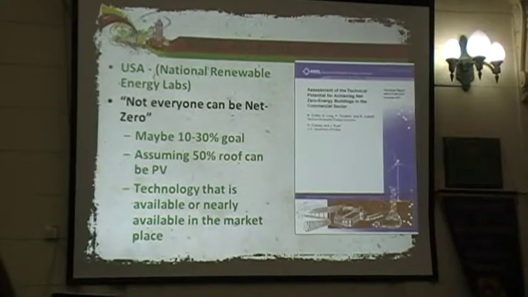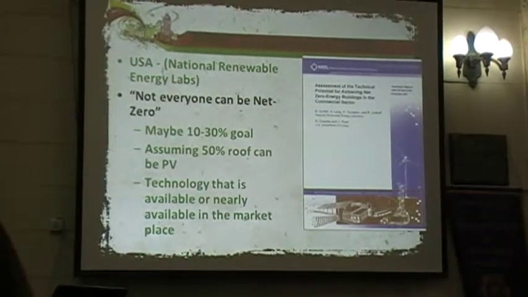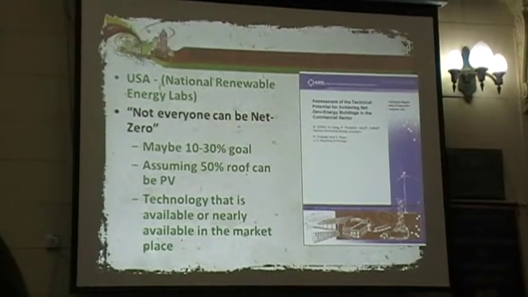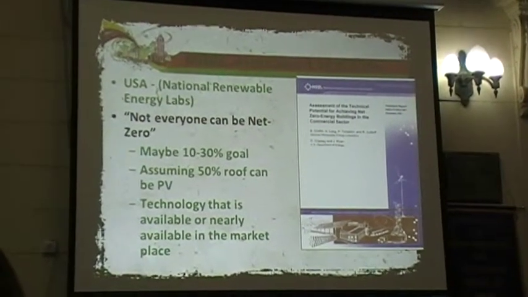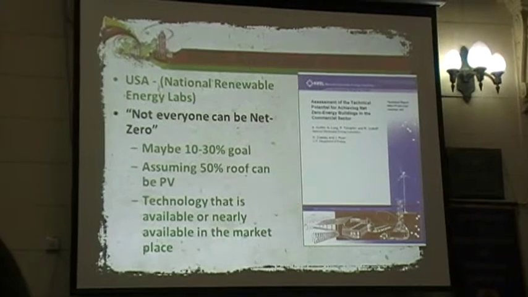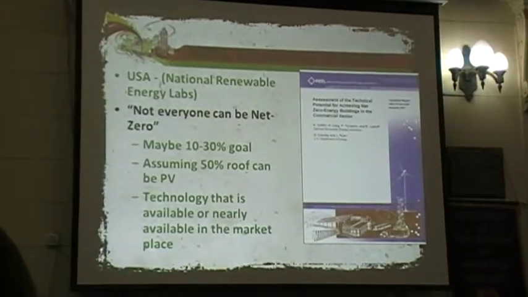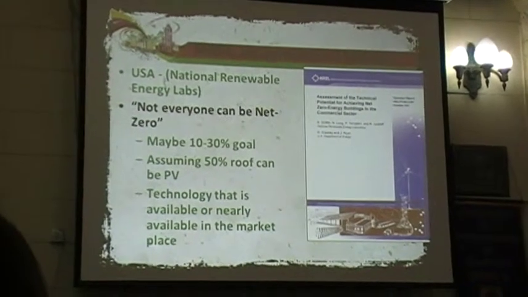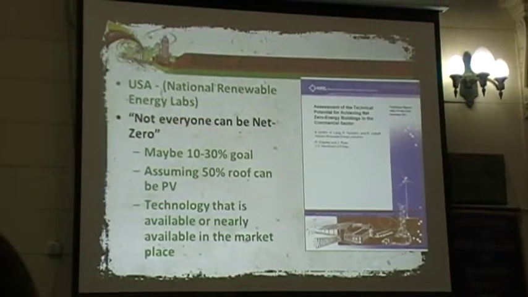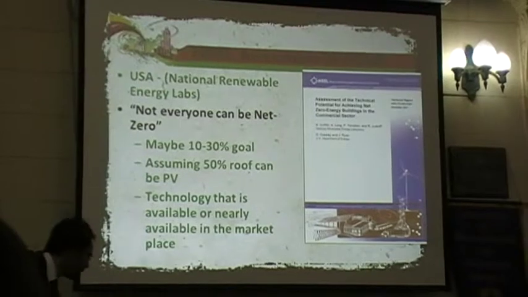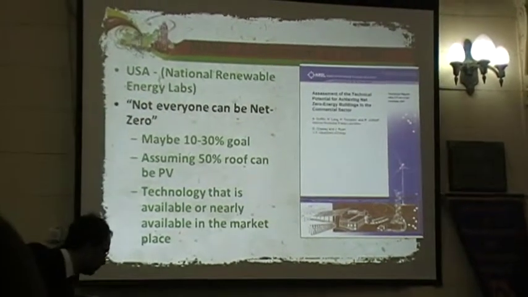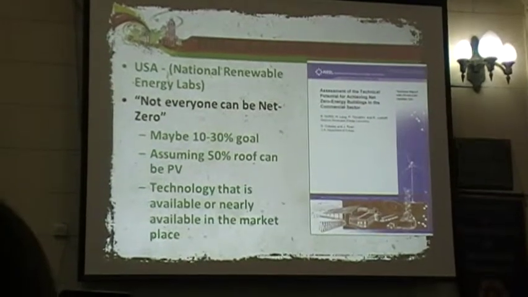In the United States, we have what we call NREL, the National Renewable Energy Labs, and they came out with a report that simply said not everybody can be net zero energy buildings, right? Because it makes sense that probably 10, 20, 30% maximum of buildings are ever going to be able to do that, right? Because it costs money.